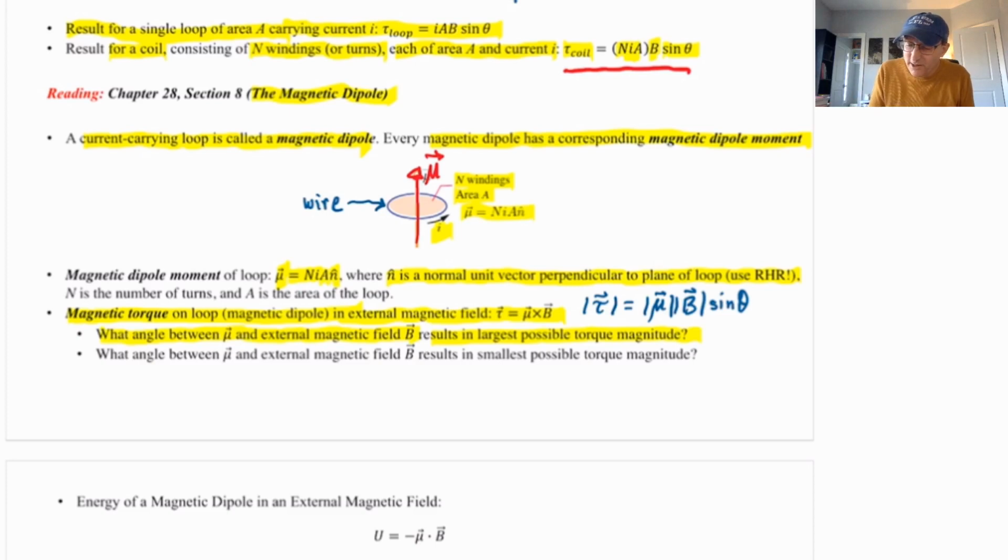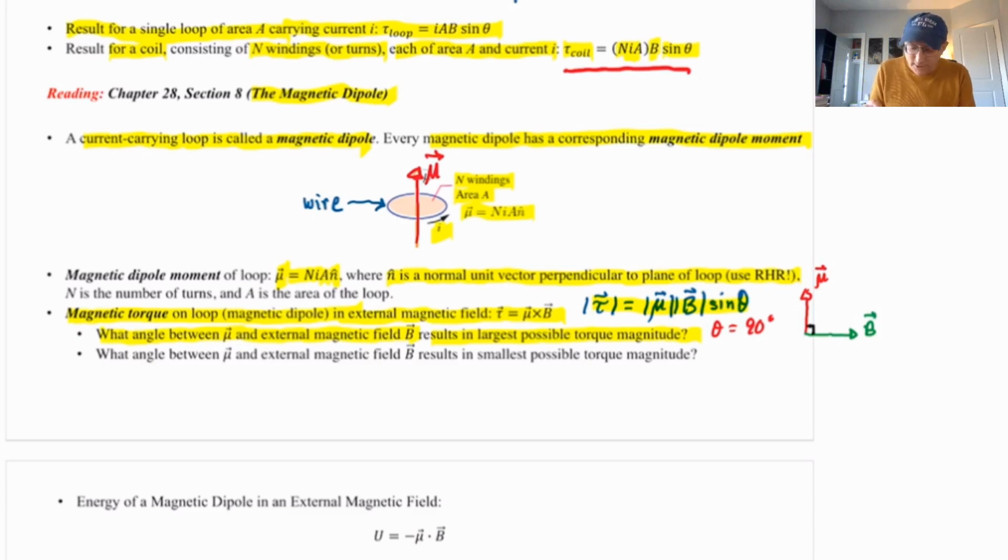All right, well, all you have to do is look at this expression right here for the torque magnitude. We're asking what theta, what angle between mu and B, gives you the largest torque magnitude, right? Did you say that you need a theta of 90 degrees, just based on the fact that you've got sine theta? That would be a situation where, if mu was directed like that, then the B that it's in would be like that, perpendicular to each other. That's when you get the biggest torque on your coil or loop.